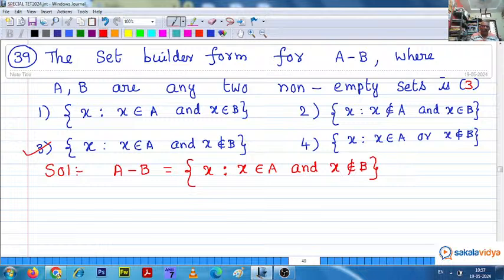Already in the sets chapter I have explained it in a very clear manner. So you can go through it for the set builder form for A union B, A intersection B, and A delta B, the symmetric difference also. We already had a clear discussion on that.